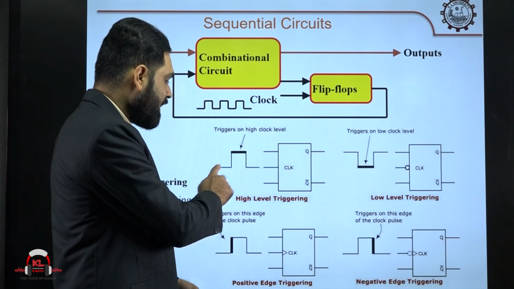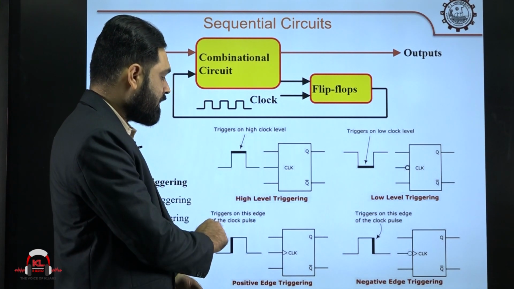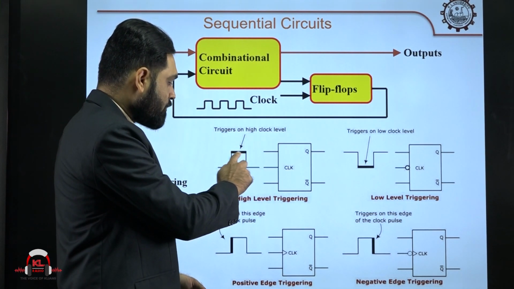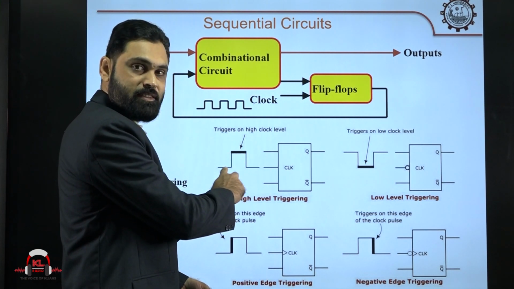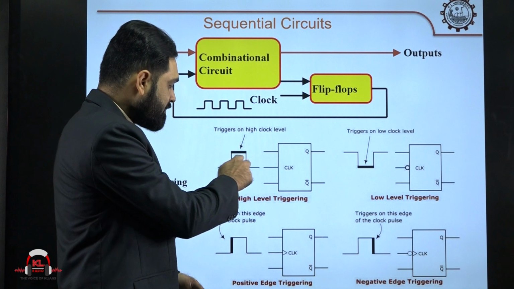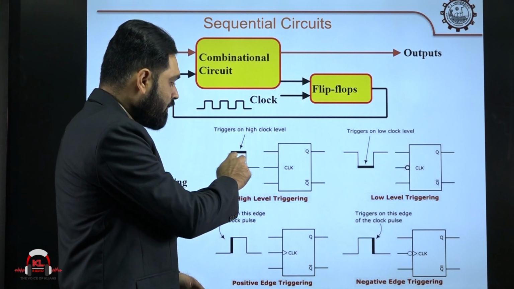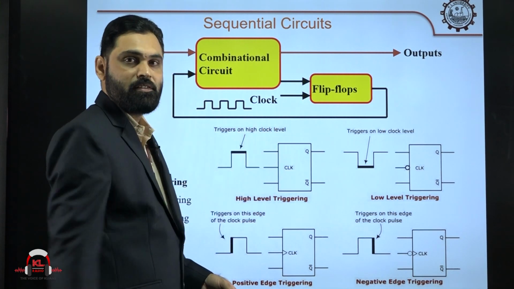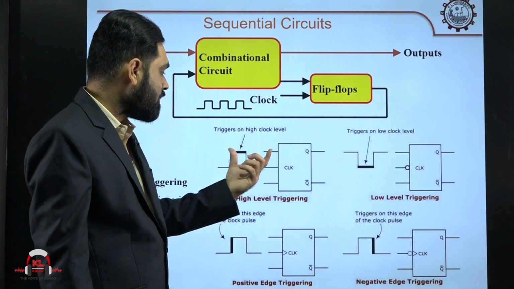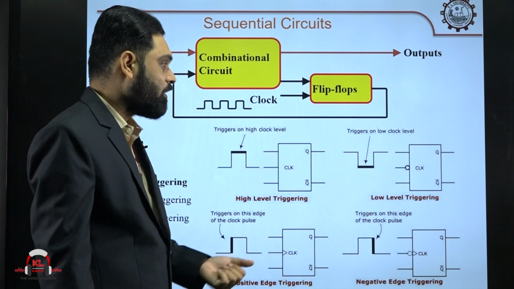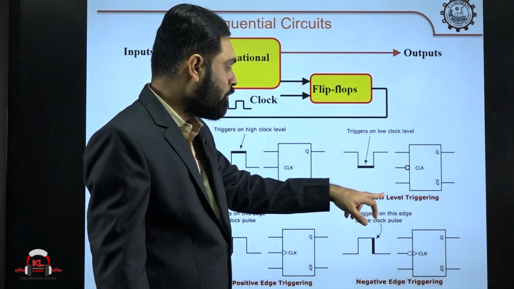then we call that a positive level triggering. If you look at this particular signal, this is the positive portion and this is the negative portion, or this is the positive level, or we call this a negative level. In this positive level only this device will get the clock pulse. So, if that kind of thing is there, we call this a positive level trigger or high level triggering. On the other hand, we have low level triggering.